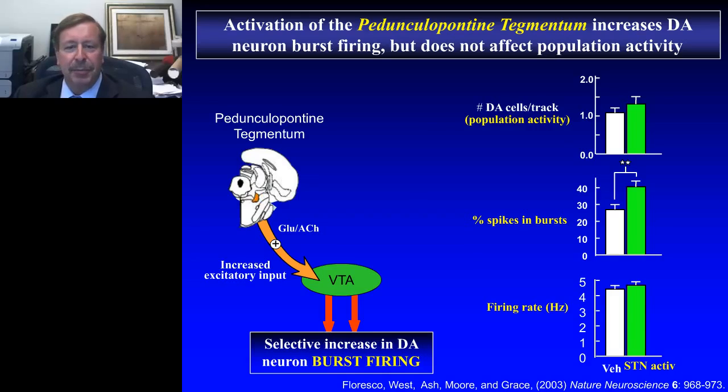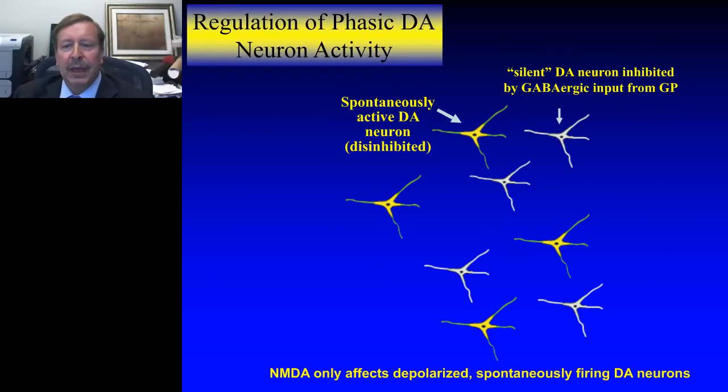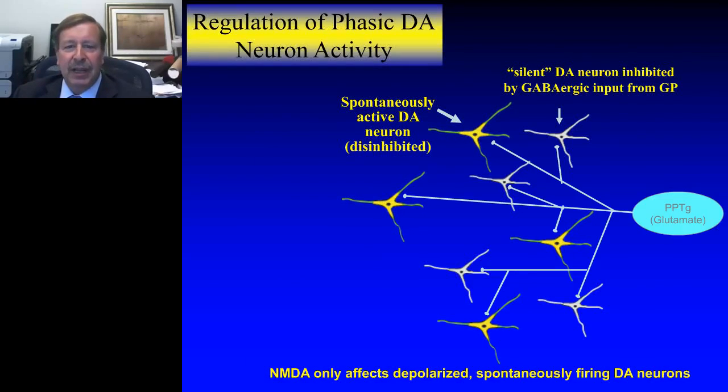And this has to do with the properties of the neuron itself. What we know is that this pedunculopontine tegmentum comes in and provides a glutamatergic input on the NMDA receptors on the dopaminergic neurons. However, for an NMDA receptor to be activated and cause burst firing, the neuron has to be depolarized. If it's hyperpolarized, there's a magnesium block of the NMDA channel and you don't get an effect. So basically, you only get NMDA driving burst firing in neurons that are already firing spontaneously.